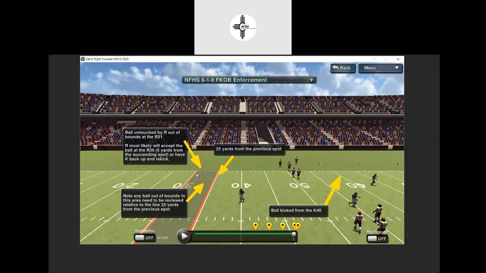So again, think about what happened. Think about where the ball is. Only present those options to the coach that are the most reasonable ones, and you'll see what he wants to do.